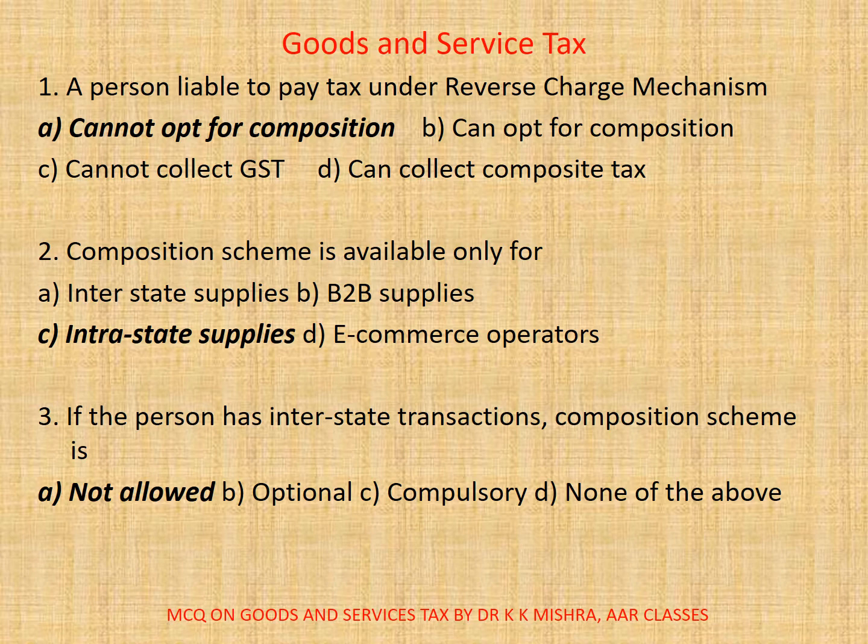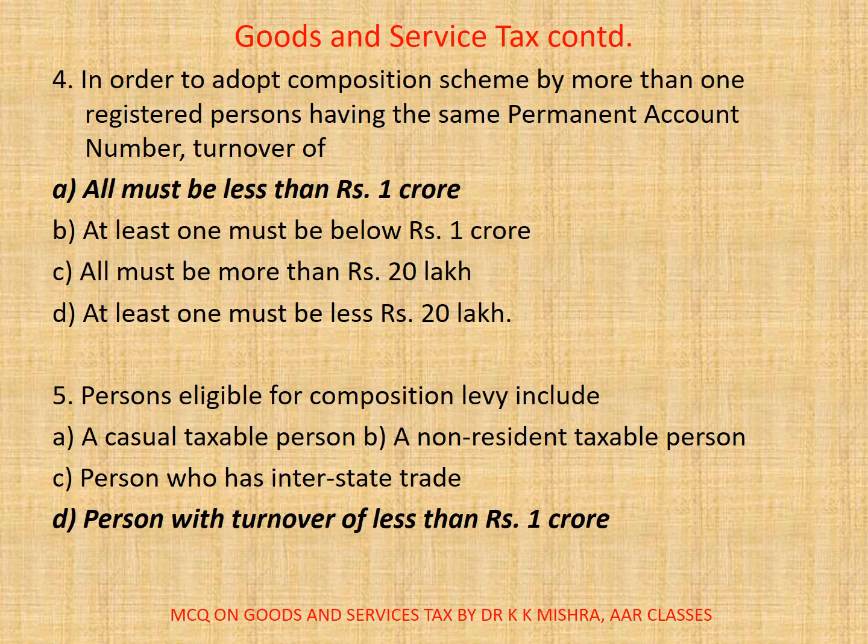Question number 3. If the person has interstate transactions, composition scheme is, options are: A. Not allowed, B. Optional, C. Compulsory, D. None of the above. Here correct option is A, not allowed.